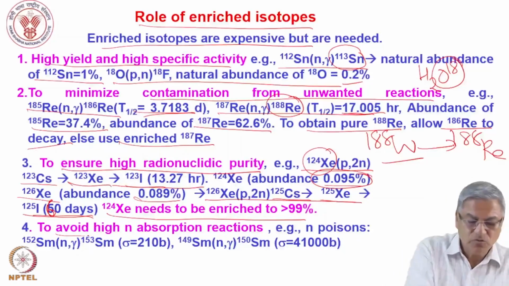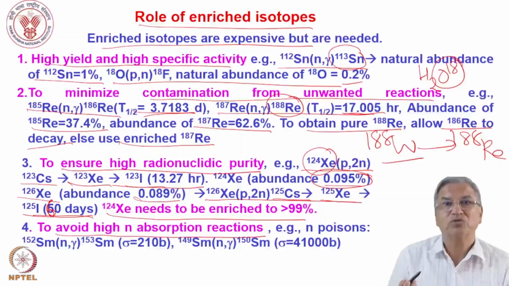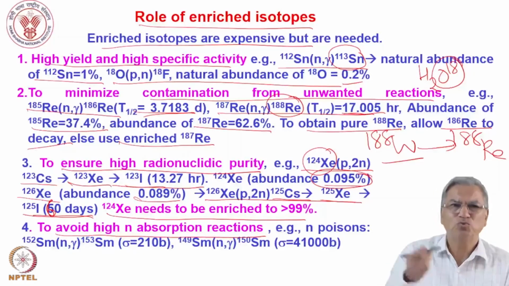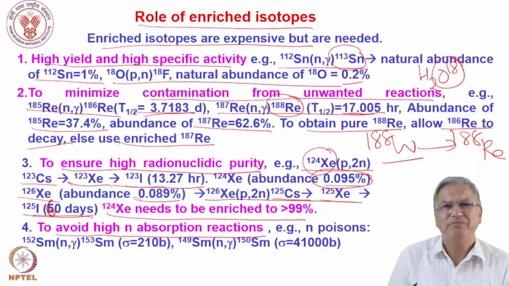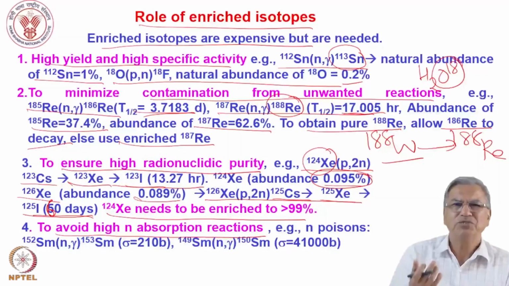There are situations where the target element may contain isotopes which have a very high neutron absorption coefficient. So you want to produce one isotope of that element, but the other isotopes may have a very high neutron absorption cross section. So they will suppress the neutron flux in the position. So they act as neutron poisons. Those isotopes which have a very high cross section for neutron capture act as neutron poison. They will actually absorb the neutrons and reduce the flux.